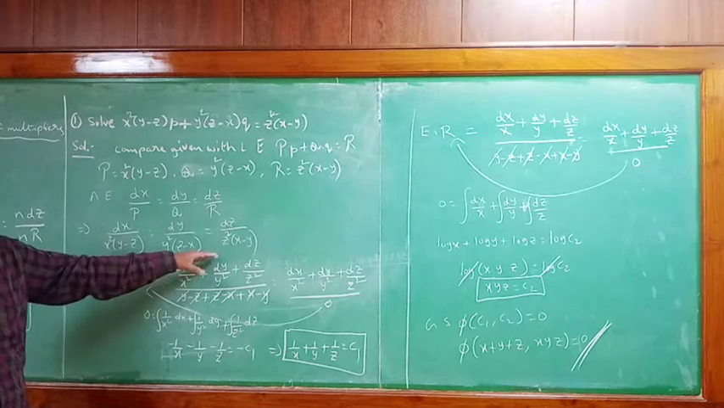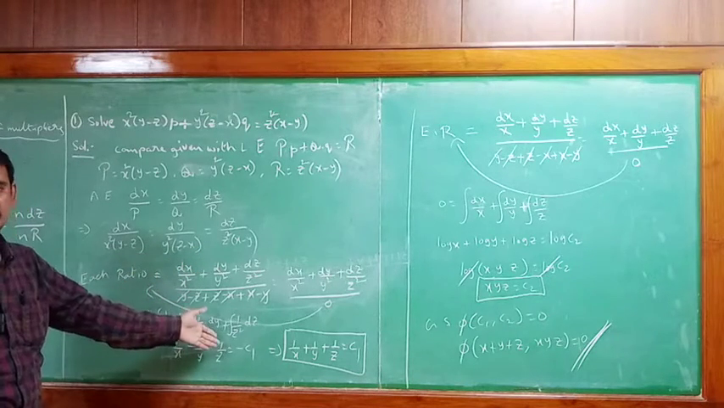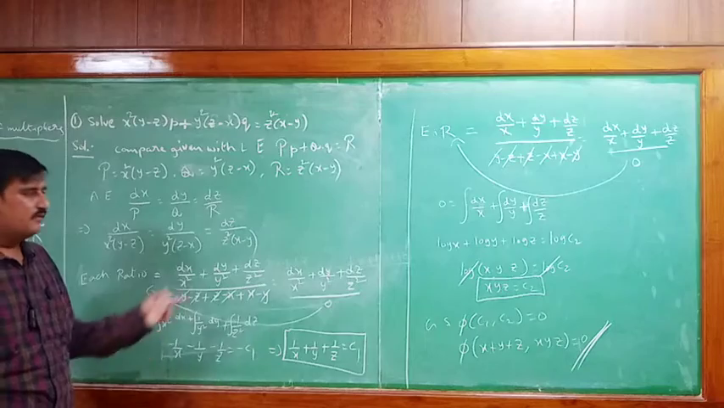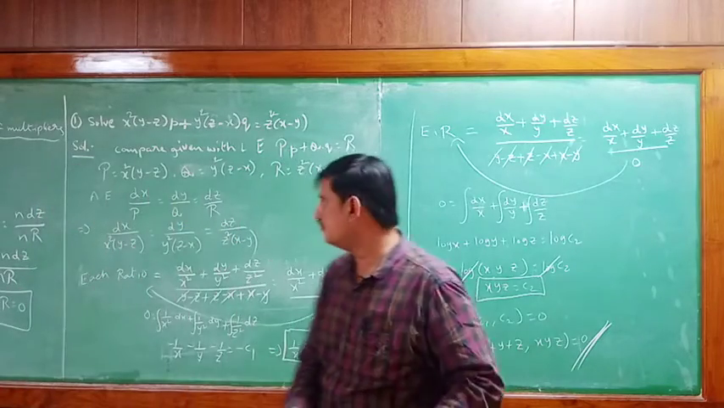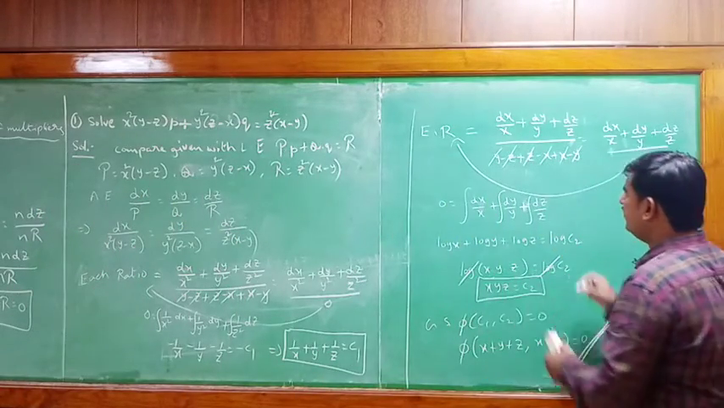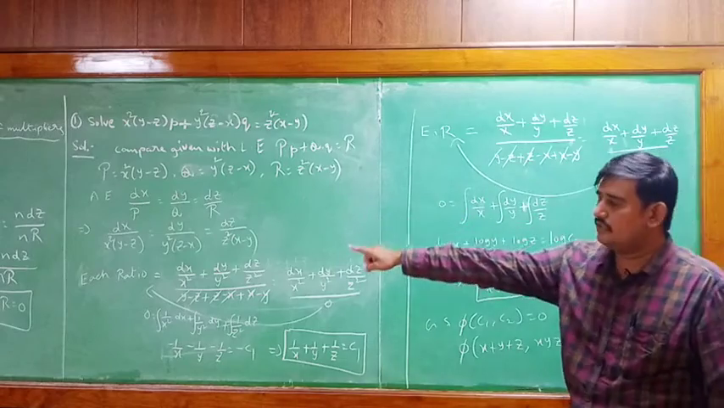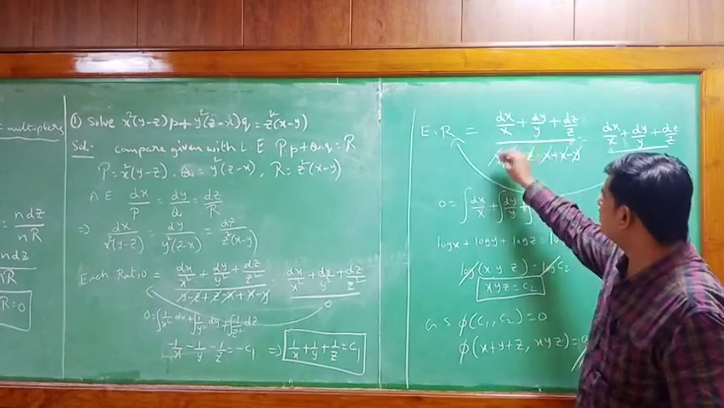0 into each ratio becomes 0. Then integrate, you will get C1 value. Now, for another one, C2, what we have to do? Each ratio, earlier you took x square, now you take only 1x.